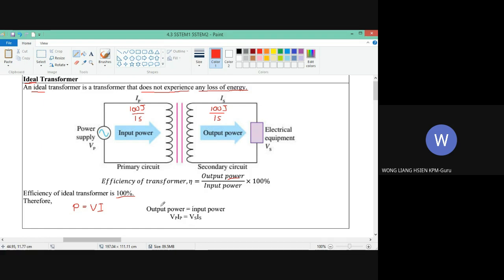So this is output power. Actually this one should be secondary. It's the same thing. Output power is voltage secondary times current secondary. Input power is voltage primary times current primary. It's the same thing, I just flip it over. So this will be the case if this is an ideal transformer.